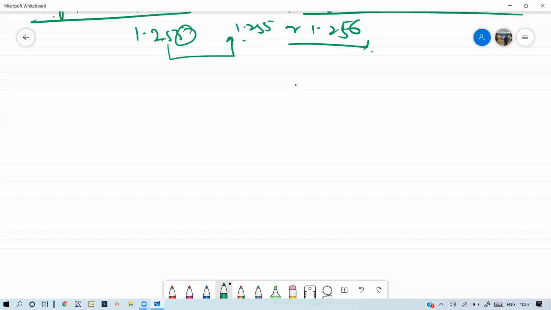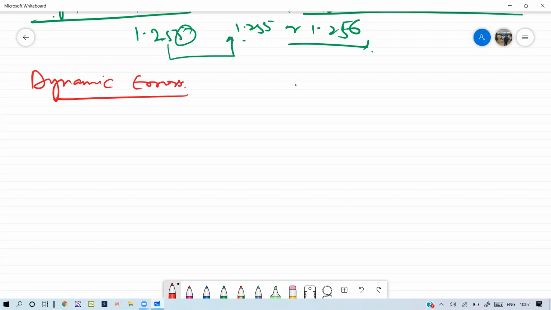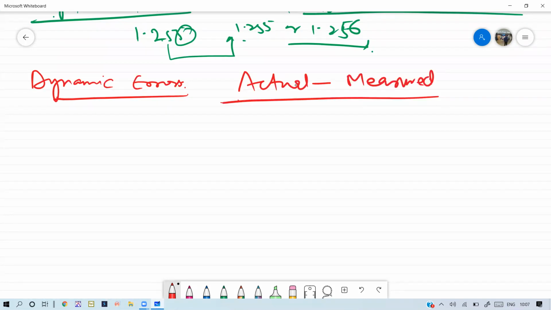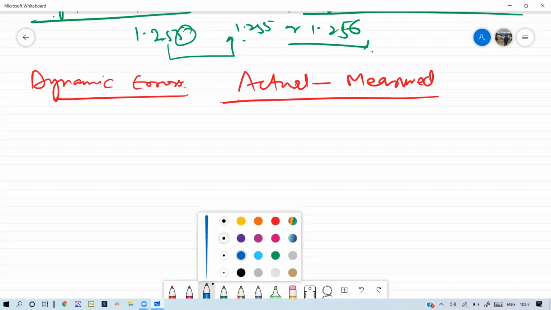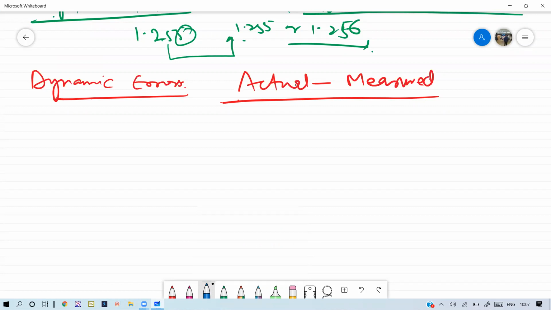Then we have some dynamic errors. Dynamic errors means that you measure some physical quantity. It is simply the actual quantity minus the measured, which is called the relative error. Actual minus measured. It varies, because this error changes. It depends upon the efficiency of the instrument at a particular operating point. Operating point means when it is working, if the load is changing on the system.